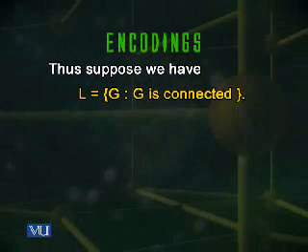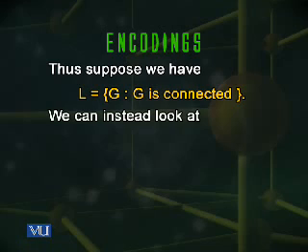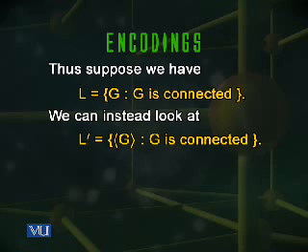This way we can ask interesting questions about graphs. However, all these questions will be languages over our favorite alphabet 0, 1. Let's look at an example. Suppose we define L to be the set of all graphs G such that G is a connected graph. Well, we can instead look at the computational problem L prime, which is the set of all encodings of graphs which are connected. And now we can ask whether we can make a Turing machine that recognizes this language L prime.